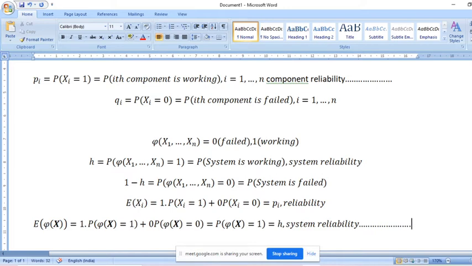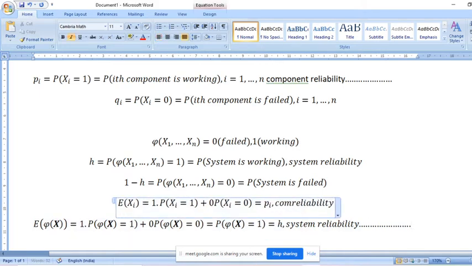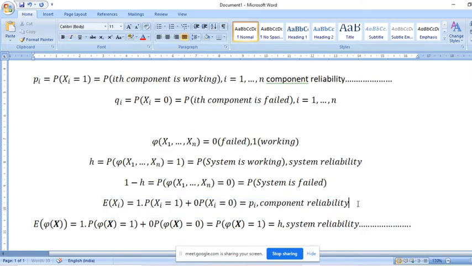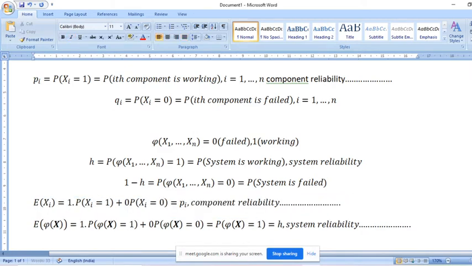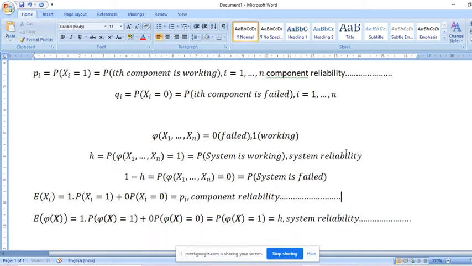So actually what is component reliability? Component reliability, that is expectation of xi or pi. What is system reliability? Expectation of phi of xi or h, that is probability that system is functioning. Component reliability is probability that component is functioning.